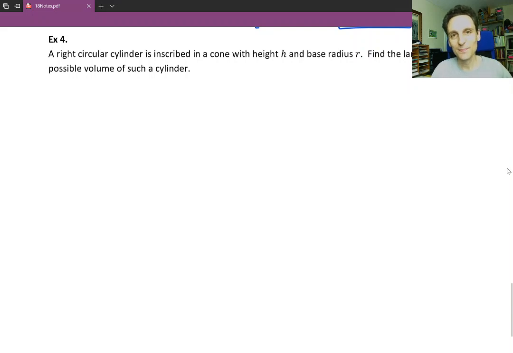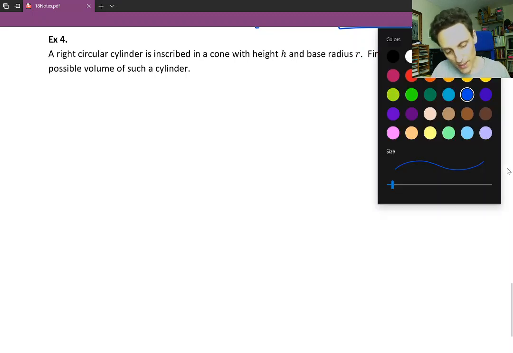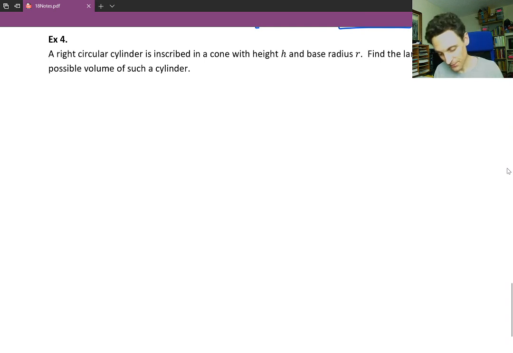Hello and welcome back. In example 4, we have a right circular cylinder that's inscribed in a cone with height h and base radius r, and we're asked to find the largest possible volume of such a cylinder. Now we can draw a 3D version of this, so we'll sketch a 3D version.